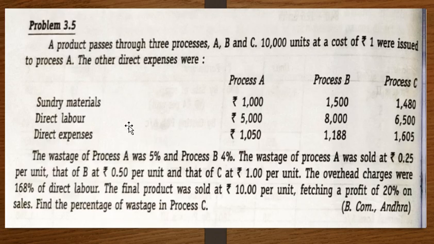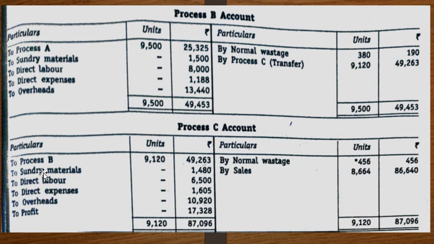Next we will be taking all the expenses which are there in the question. In the question you have direct materials, sundry materials, direct labor and direct expenses, which are 1,480, 6,500 and 1,605. So we have taken sundry materials, direct labor, direct expenses. Overheads is 168 percentage on direct labor, which is 6,500 into 168 percentage will give you 10,920.